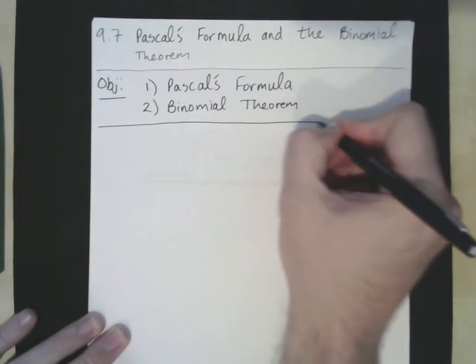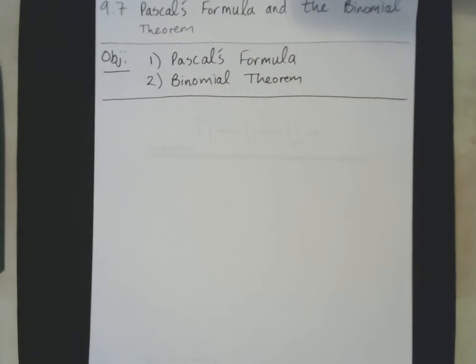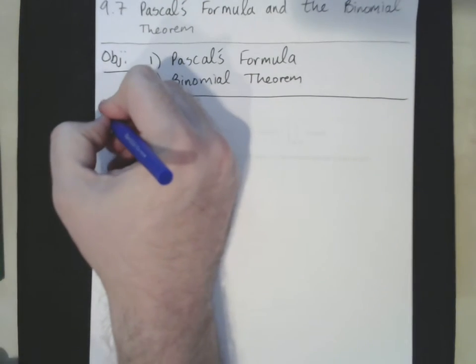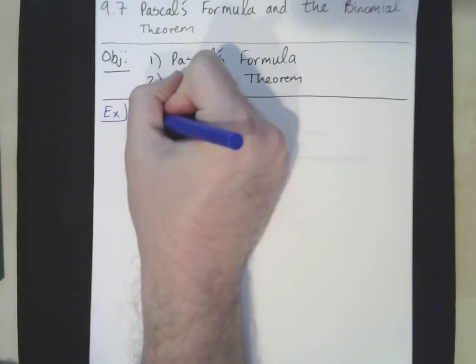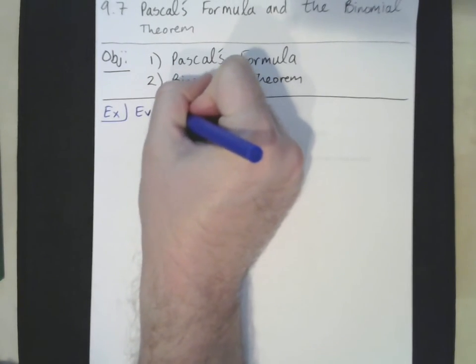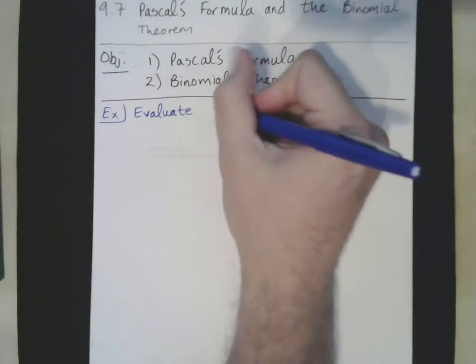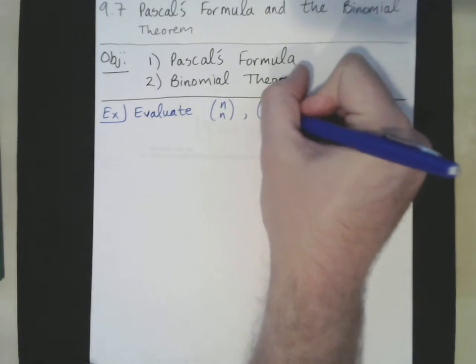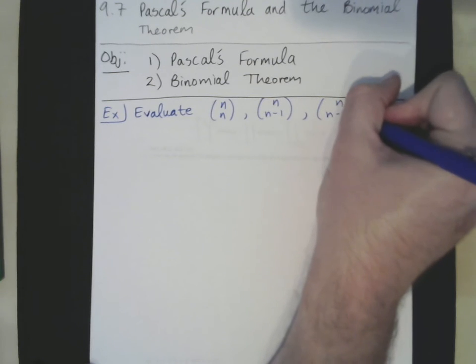And if you don't remember these off the top of your head, great. We'll be going over them again. So we're going to start with a little example of some very specific combinations. First we're going to evaluate n choose n. We're going to evaluate n choose n minus 1. And we're going to evaluate n choose n minus 2.